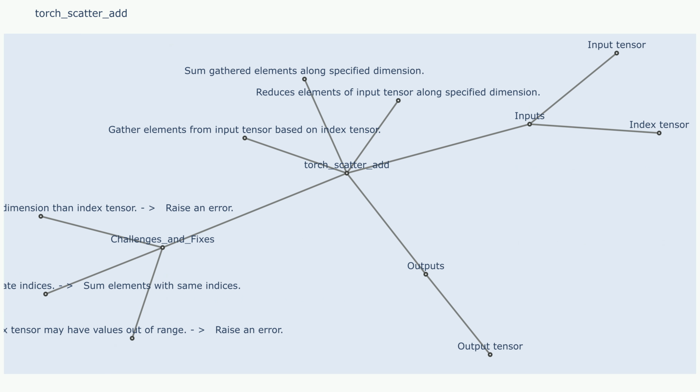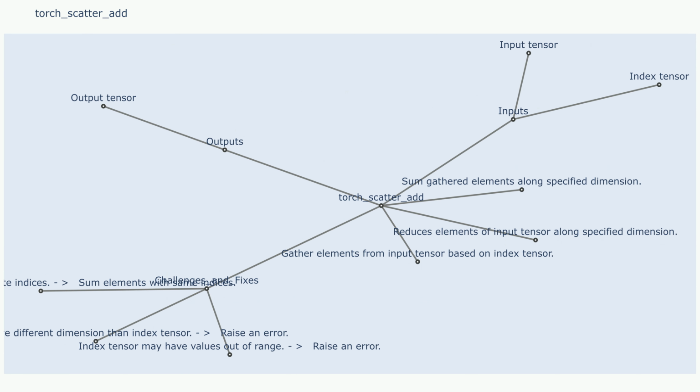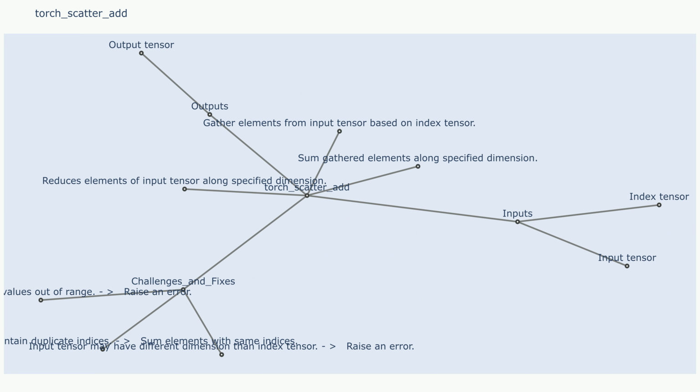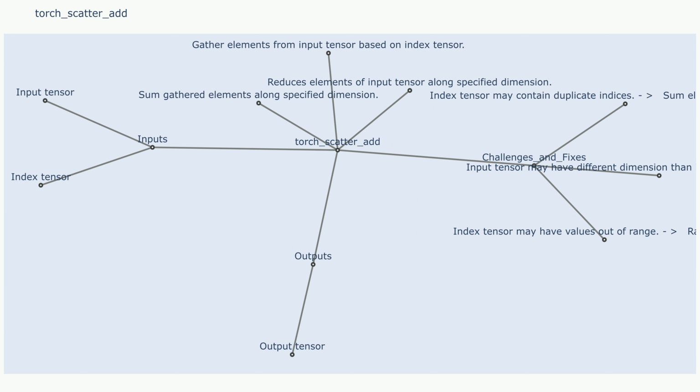Input 1, SRC tensor, the source tensor containing the values to be added. Input 2, index tensor, an integer tensor specifying the indices where the elements from SRC should be accumulated. The shape of index should match the leading dimensions of SRC. Input 3, out tensor. Optional, the output tensor to store the results. If not provided, a new tensor will be created.